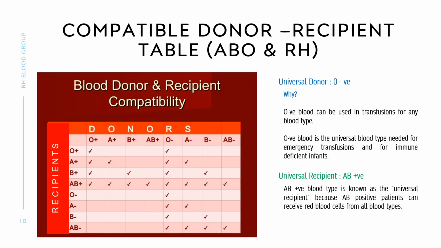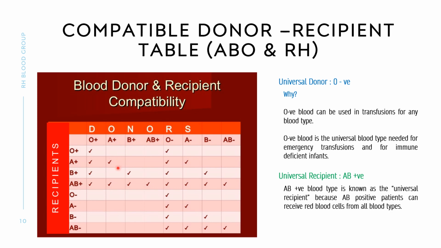Let's look at the compatibility table for the donor and recipient, where we are looking at a combination of both ABO and Rh. So we have seen that O blood group can be given to all the different types. But when it comes to O positive, it can be given only to O positive, A positive, B positive, and AB positive. It cannot be given to O negative, A negative, B negative, and AB negative, because all these negative blood groups have an antibody called anti-Rh positive. So if this blood comes in here, there will be an agglutination reaction.